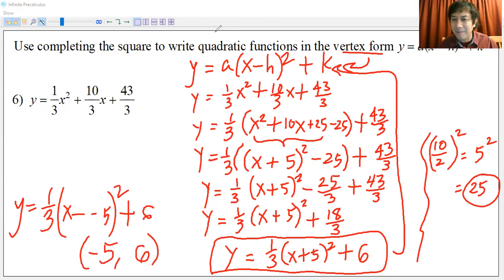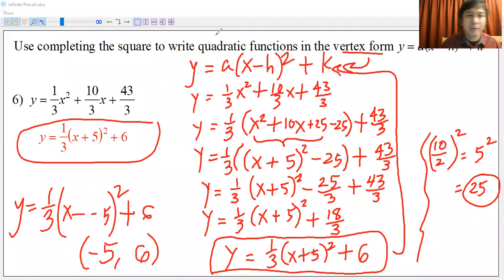All right. Okay. So you were able to get the correct sign of the 5. All right. Because the formula is a minus h. All right. And so this is the answer at the center. Y is equal to 1/3 times the quantity x plus 5 squared plus 6. And we can verify that. Let us see it over there. All right. There you are. Okay. Same as what we obtained.